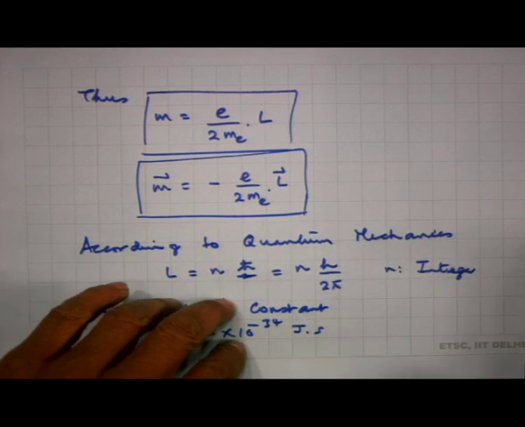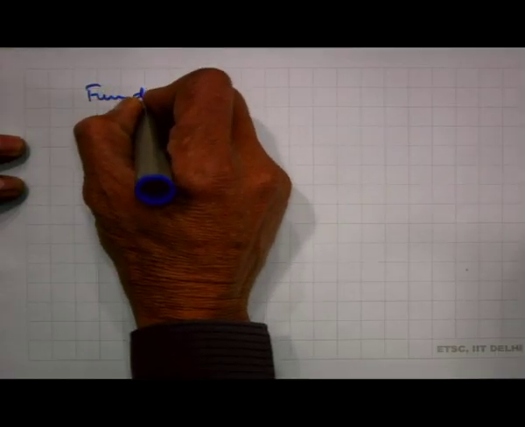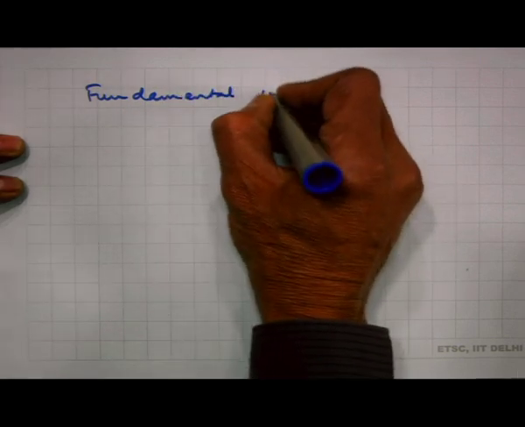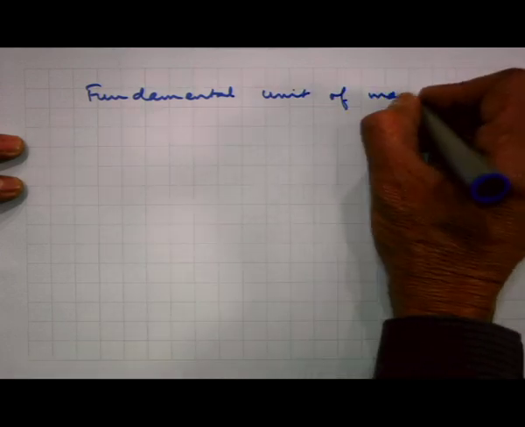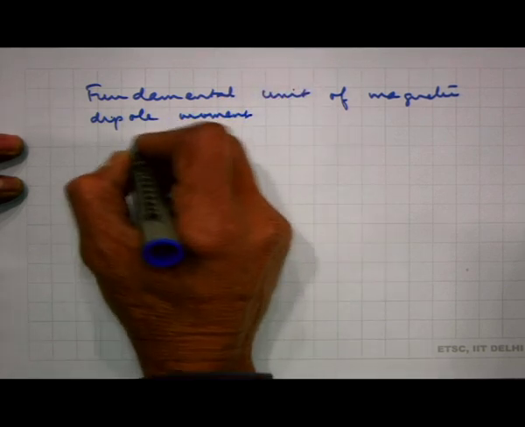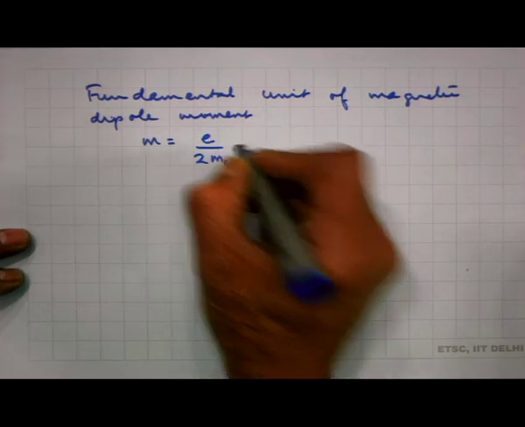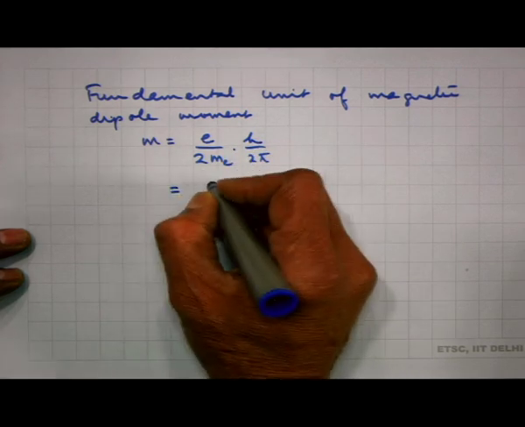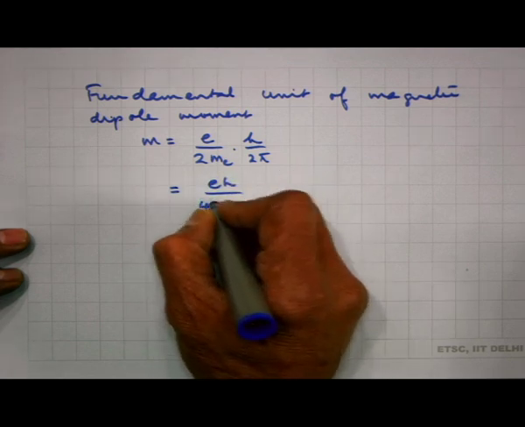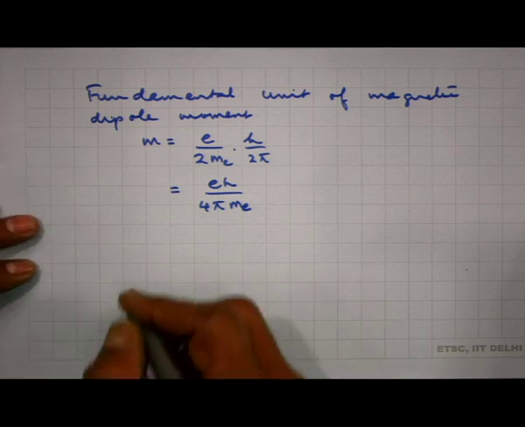And so, I also find now here that if L has to be of the form this, I can write down the smallest value of magnetic dipole moment. Fundamental unit of magnetic dipole moment m is equal to, so I had e by 2 m e into L, the smallest value of L is h by 2 pi. So, I will have e by 2 m e into h by 2 pi, which gives me e h by 4 pi m e. Fundamental unit of magnetic dipole moment is e h by 4 pi m e. This is called the Bohr magneton.